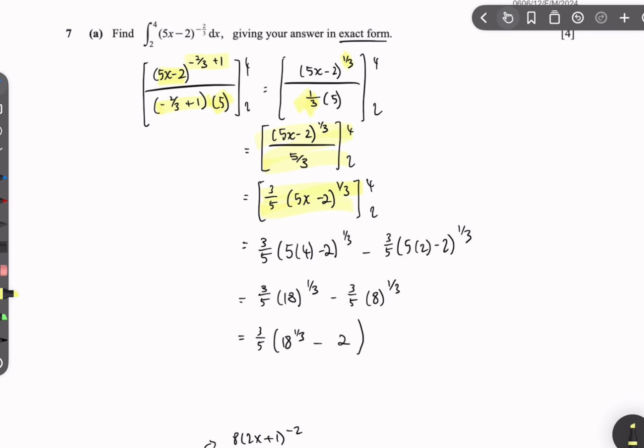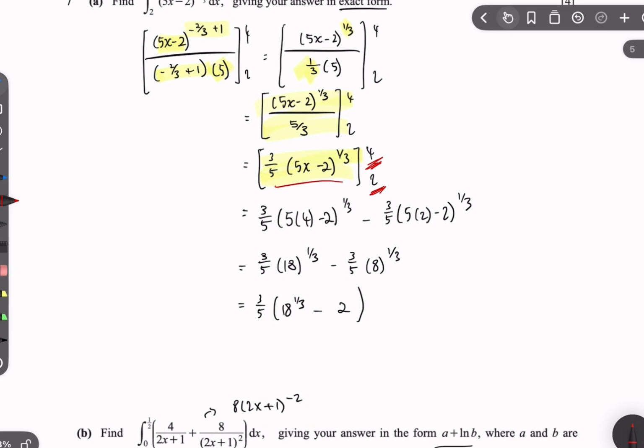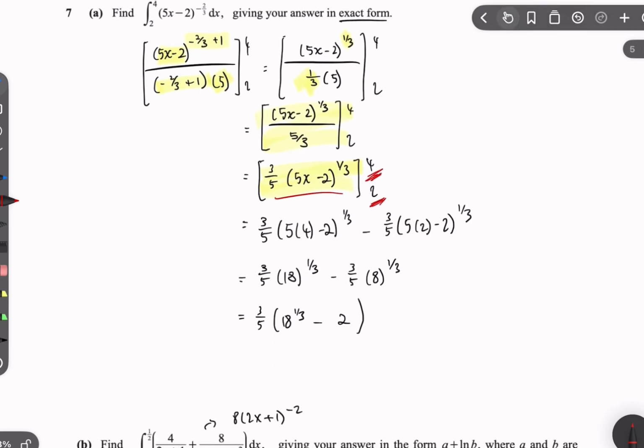Okay, now you can sub in 4 and 2 into the equation, and in the end you need to give your answer in the exact form. So you need to leave your answer in the most simplified version, which will be this.